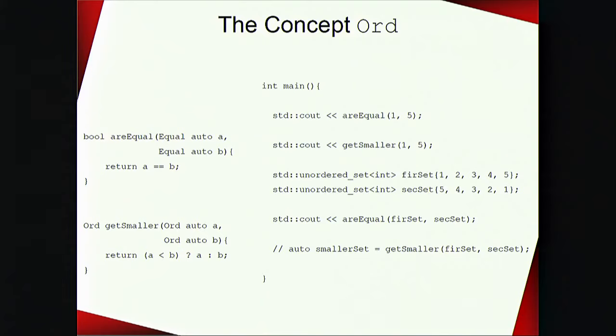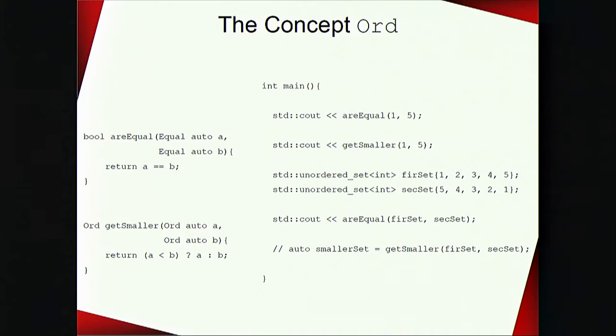Here, the same algorithm from before, where the two are equal, and here it gets smaller. Here I require that A and B support the ordering concept. Not this weaker one, the equal, but the ordering. This is the good case, that is the bad case. You will see it in 5 seconds. Have a look. I say 1 and 5 are equal, will work.